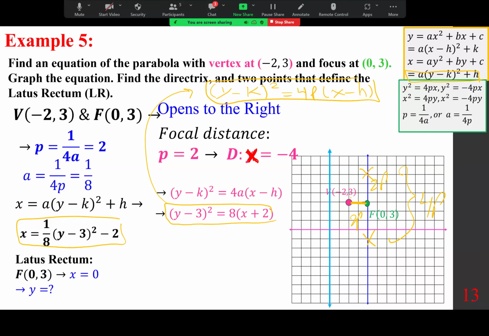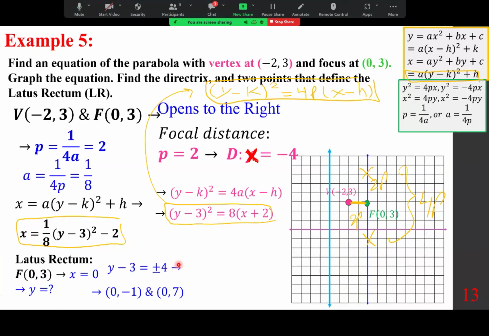So F has location (0, 3), and the other two points, which we are looking for, have the same x coordinate, but y is missing. So you put it into the equation, either this one or that one, it doesn't matter. And if you go with this, when x is 0, you get 16. So y minus 3 is plus or minus the square root of 16, or 4. And these are the answers.